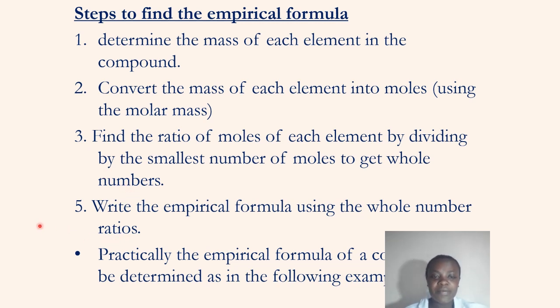Then the next step, we write the empirical formula using the whole numbers and the chemical symbols for these elements. The last step is to combine the symbol and the whole number with the corresponding element. Practically, the empirical formula of a compound can be determined using the examples we are going to use below. So let us look at these examples.